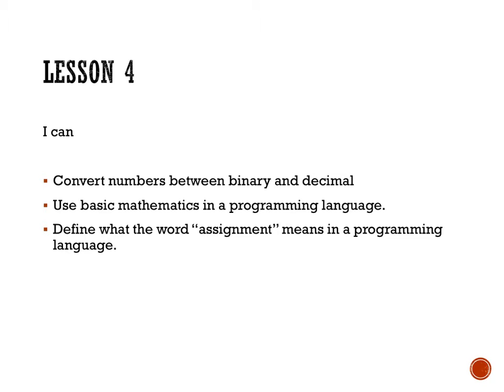All right, so in Unit 4, our goal is to be able to convert numbers between binary and decimal, to be able to use basic mathematics in programming, and then to be able to define what the word assignment means in programming, and then to just practice tracing through some programs because we will be tracing through a wide variety of programs throughout our time in this course. So that's our goal by the end of these lessons: binary, math, and then assignment and tracing.